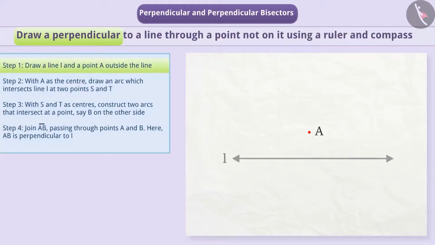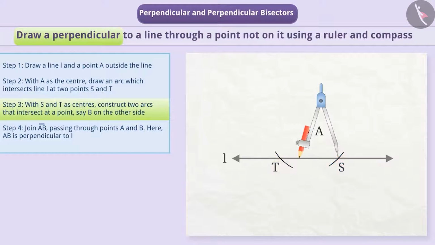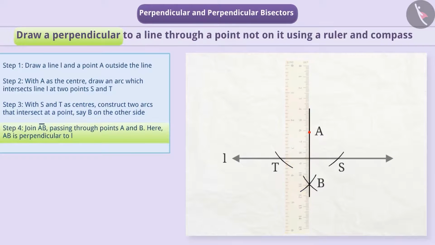Step 1. We are given a line L and a point A which is not on it. Step 2. With A as a center, draw an arc which intersects line L at 2 points S and T. Step 3. Using the same radius and with S and T as centers, construct two arcs that intersect at a point, say B, on the other side. Step 4. We will join AB. Thus, AB is perpendicular to L.